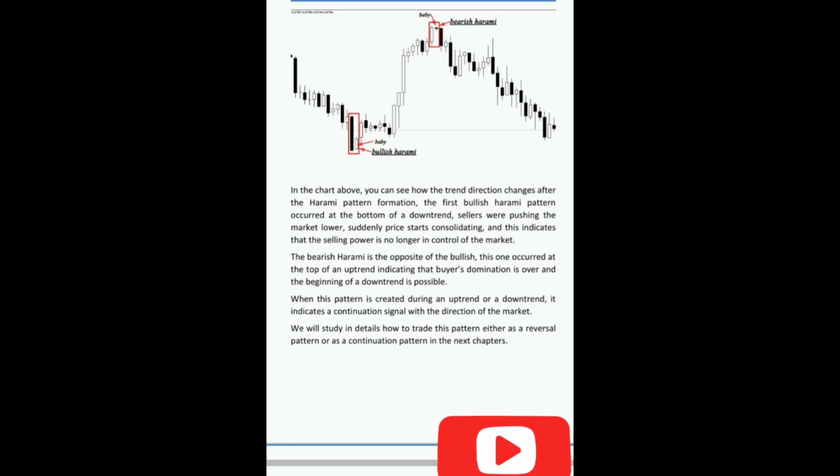The bearish harami is the opposite of the bullish. This one occurred at the top of an uptrend, indicating that buyers' domination is over and the beginning of a downtrend is possible. When this pattern is created during an uptrend or a downtrend, it indicates a continuation signal with the direction of the market. We will study in detail how to trade this pattern, either as a reversal pattern or as a continuation pattern, in the next chapters.